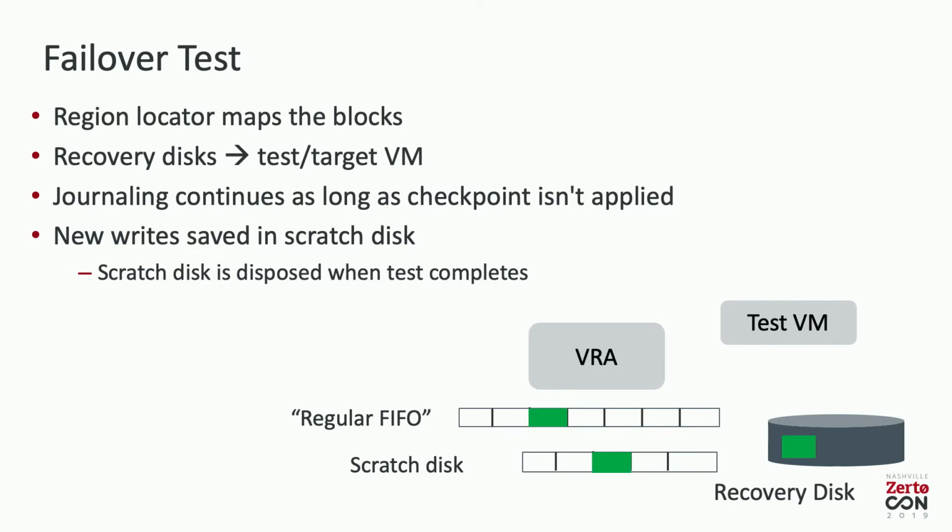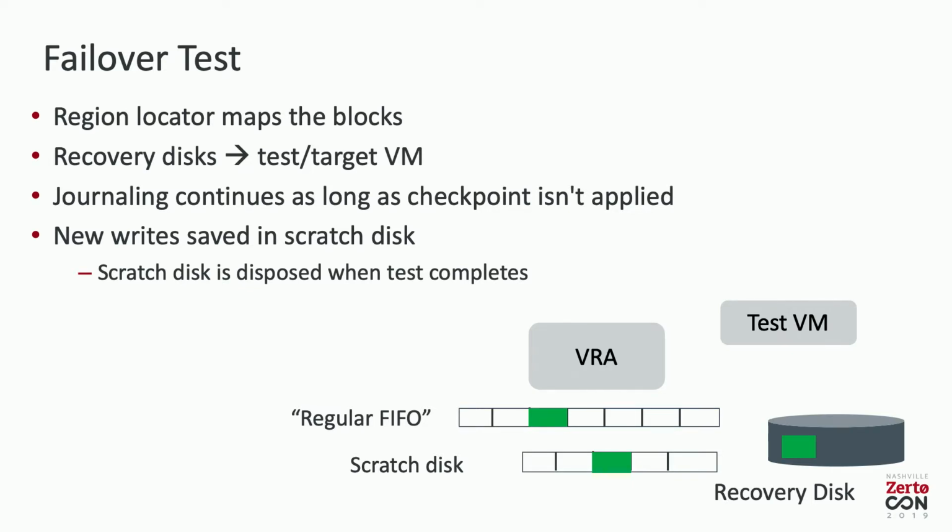But what happens if the test VM writes data? So for that, when you do a failover test, we create a scratch area, a scratch disk. I think Iceberg mentioned it today, that we want to monitor those scratch disks so they don't fill up our data stores when we do those long failover tests. Now, what is a scratch disk? It's really another addition to the journal, but a dynamic one. It's on its own disk because we're going to throw it away when we're done with the test.